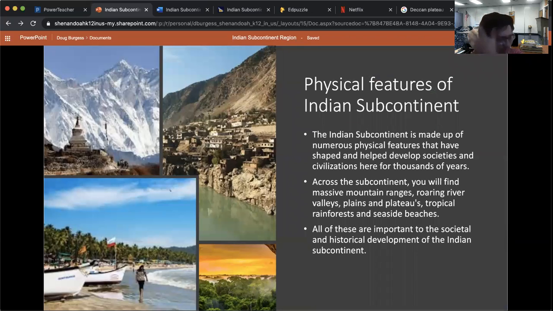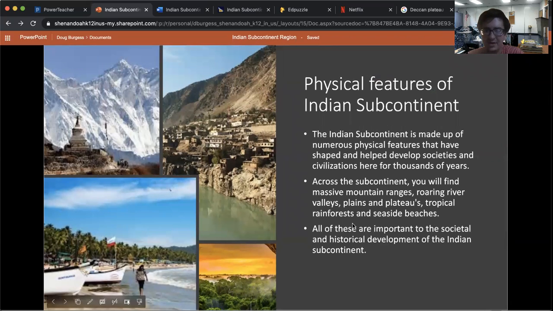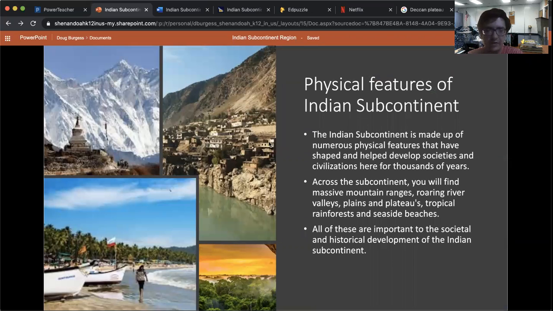Given the size of the Indian subcontinent, you will find numerous different physical features, climates, and other areas that have helped societies and civilizations here for thousands of years. Across the subcontinent, you'll find mountain ranges like the Himalayas. You'll find the river valleys like the Indus and Ganges that we'll talk about here in a minute. You'll find the plateaus, you'll find rainforests, and you'll even find seaside beaches. And all of these have played a role in the development of the Indian subcontinent.